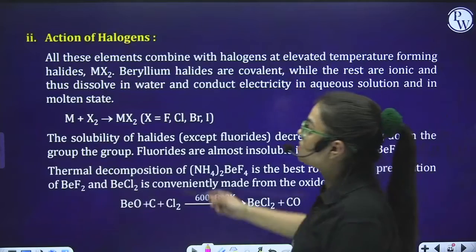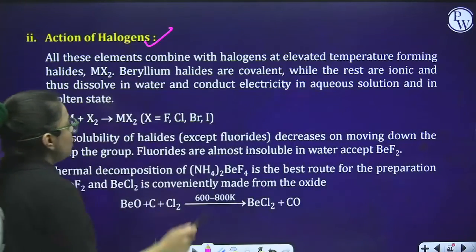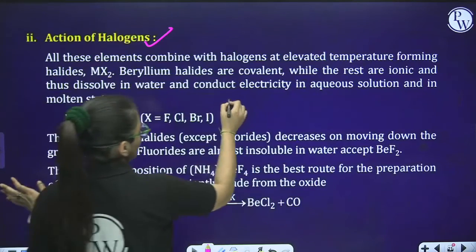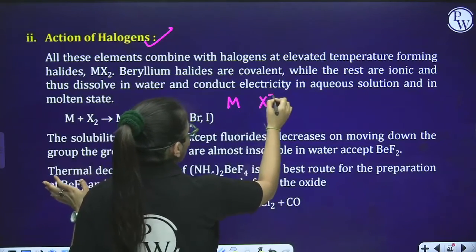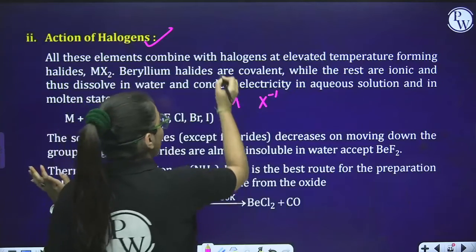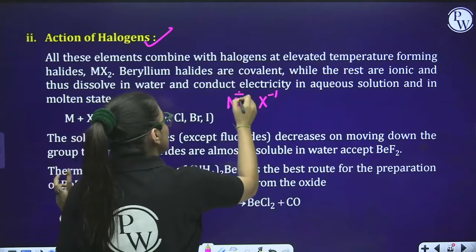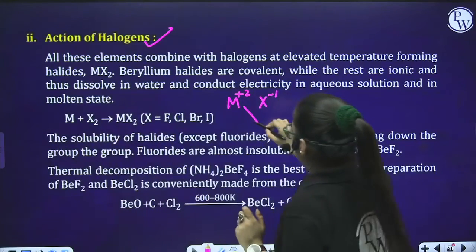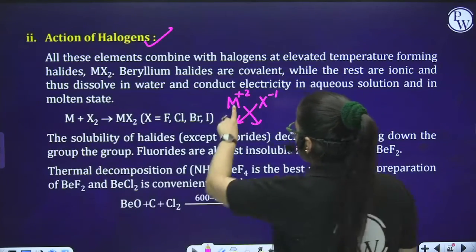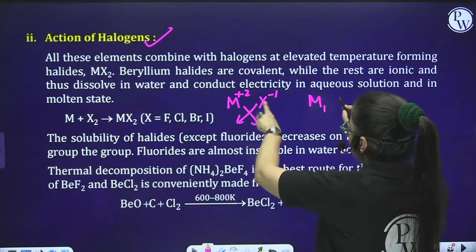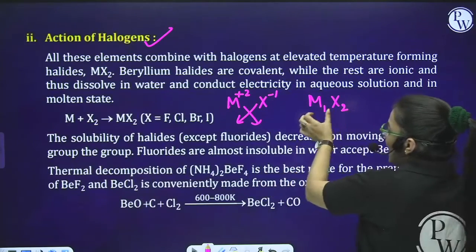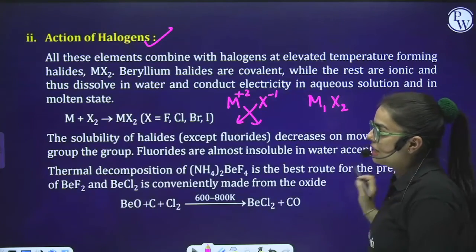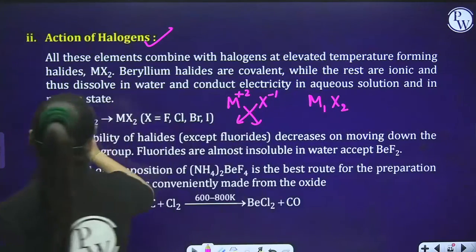Coming to the next part, the action of halogens. So it is going to react with halogens, that is fluorine, chlorine, bromine, iodine. What is it going to form? This is M, this is X. Halogens have a partial negative charge, while alkaline earth metals will have a +2 charge because they can lose 2 electrons. So when we form the compound, their charges will be crossed over: M will hold the charge of X and X will hold the charge of M, and the positive and negative signs won't be written. So MX2 kind of compounds will be created.